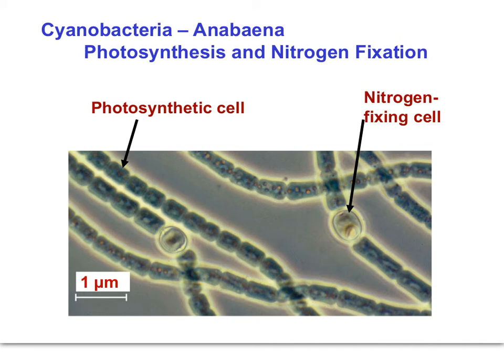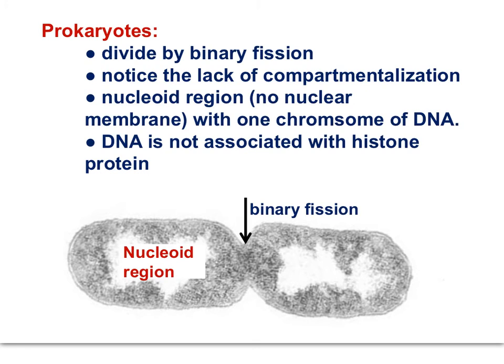Bacterial cells have varied metabolism. Some are photosynthetic, and some fix nitrogen from the atmosphere. And some cells function without oxygen. They're anaerobic. Here is another micrograph of a bacterium dividing into 2 by a process known as binary fission. This is how prokaryotes divide.